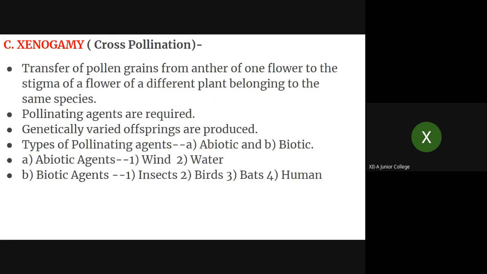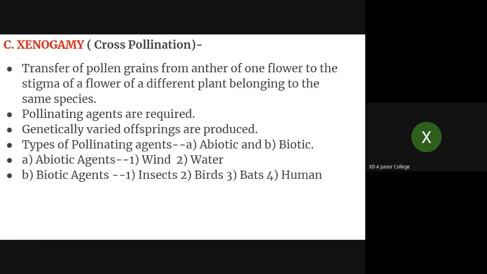And the most important criterion required for xenogamy or cross pollination is that pollinating agents are a must. They are required. Without pollinating agents, these anthers or the pollen grains, which are non-motile, cannot reach the female gamete, that is the egg cell. And as two different plants are involved, maybe of the same species, genetically you get so many variations. So offsprings which are produced are genetically varied.